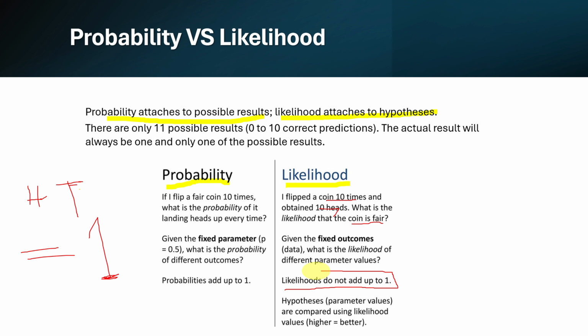If you remember this, you can always tell the difference. Probability always sums to 1, like I just said, and likelihood does not always add up to 1. Hypotheses, or parameter values, are compared using likelihood values. Higher is better, lower is worse. That's how you do the hypothesis. We will discuss a full topic on hypothesis, in which we will discuss how to create hypothesis, alternate hypothesis, null hypothesis, all that.